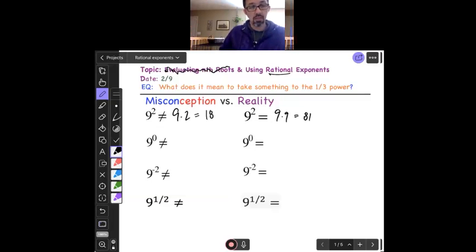Most common misconception with 9 to the 0 power is that 9 to the 0 power is equal to 0. But 9 to the 0 power is actually equal to what? Yep. 1. Anything to the 0 power is 1. Okay. Most common misconception with negative exponents is that people just think it's the negative of 9 squared, which would be negative 81.